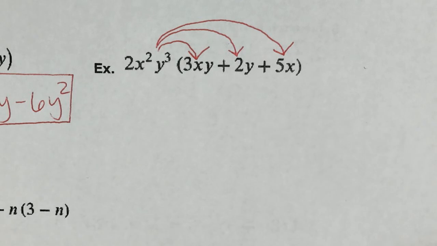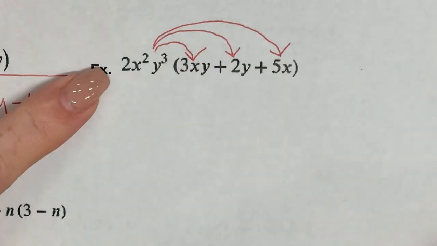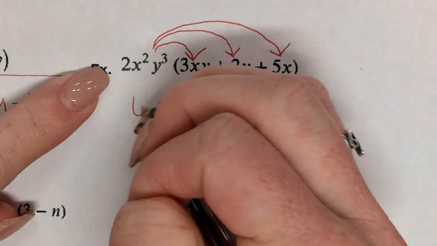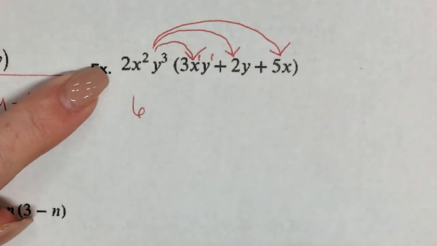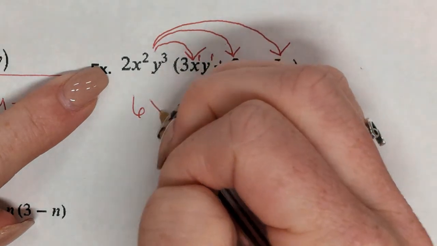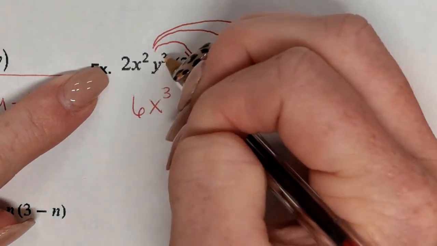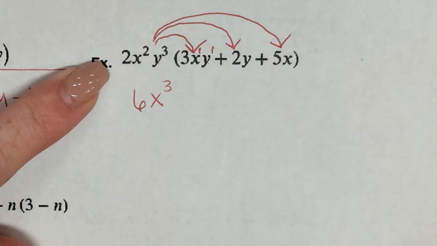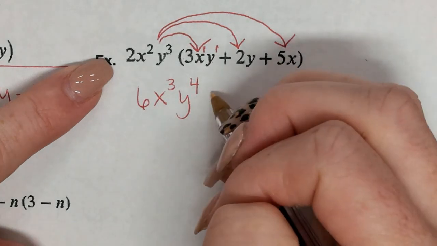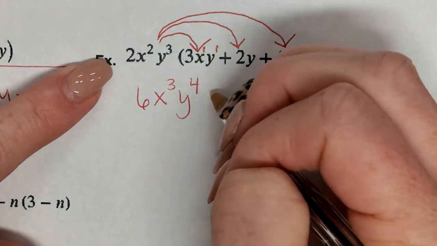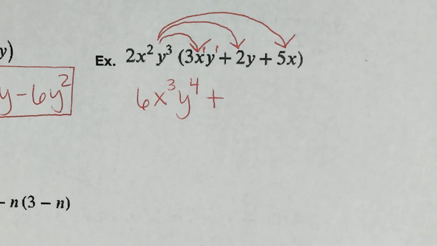Let's just check your first term. 2 times 3 is 6. And this has a 1 and this has a 1. X squared times x to the first? X cubed. Y to the third times y to the first? Y to the power of 4. Did everybody get their first term correct? What sign's going to go now? A plus sign. Now do your second term.